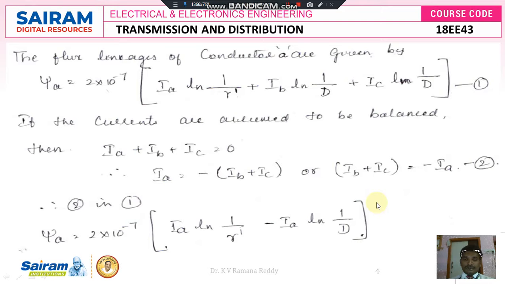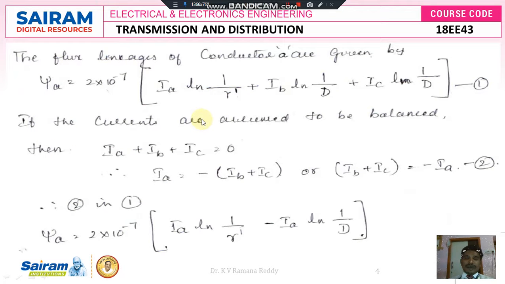Now the flux linkage of conductor A is given by, as we know the flux linkage of one conductor from the previous topic, psi a is equal to 2 into 10 to the power of minus 7, the constant, into Ia into ln of 1 by r dash plus Ib into ln of 1 by D plus Ic into ln of 1 by D. This is the mathematical expression taken directly from the previous topic, because this is an already predefined formula. We express it as equation number 1.